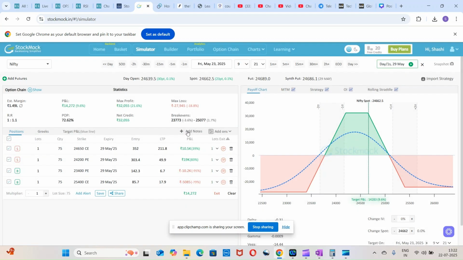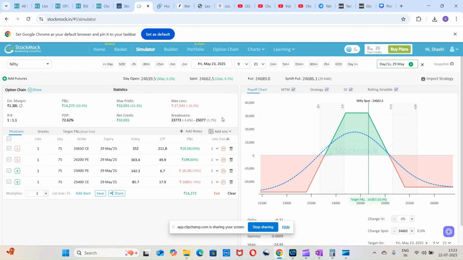So it's working, but yeah, here you'll not get the same range, and your pop will reduce when you take a hedge. But the good thing is your max loss will be defined.